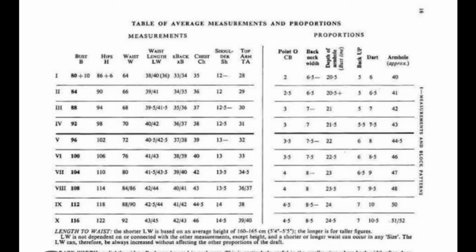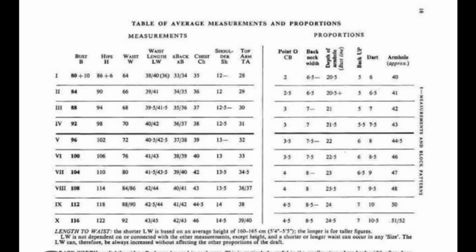So, as we can see, the table is divided into two parts: the measurement and the proportion. Now, in the part where we have the measurement, we have different subheadings like the bust, hip, waist length, back, chest, shoulder, and even top arm. And all these are easy to measure directly on our body.